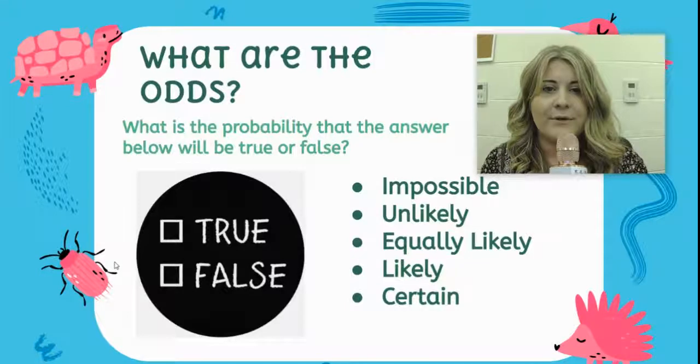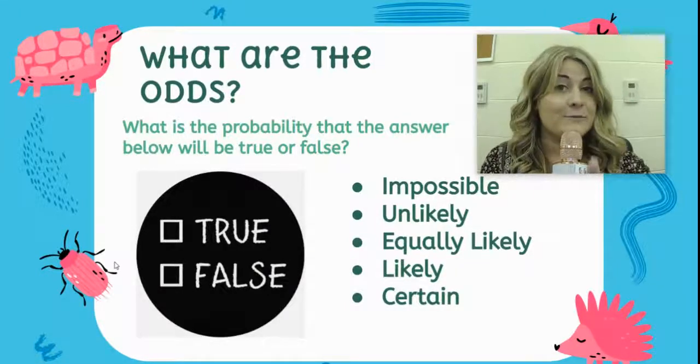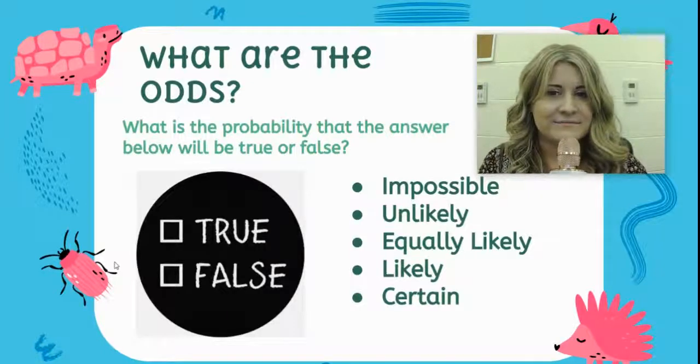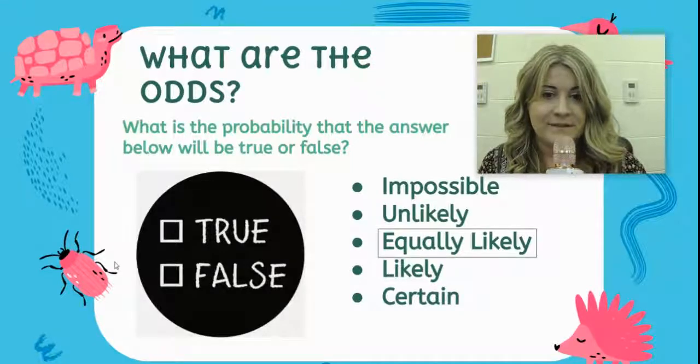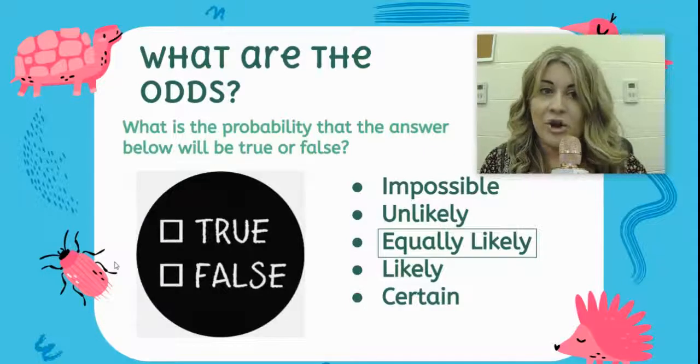Okay, what is the probability that the answer below will be true or false? We have two options. It's either going to be true or false, meaning that there's two outcomes, okay? It's equally likely. It's either going to be true or false, okay? One or the other, so it's equally likely there.